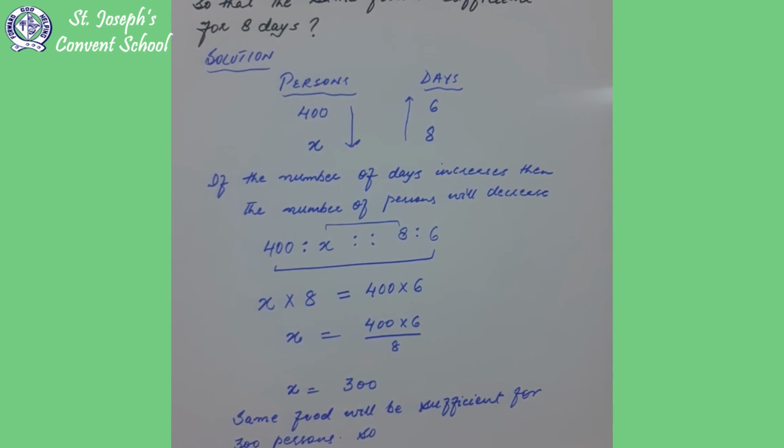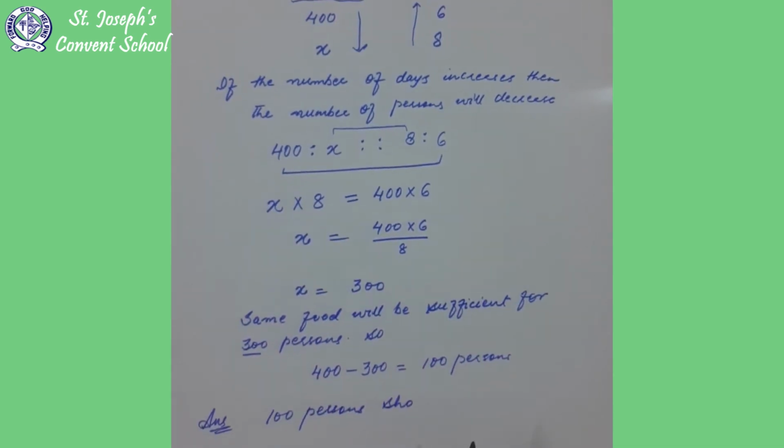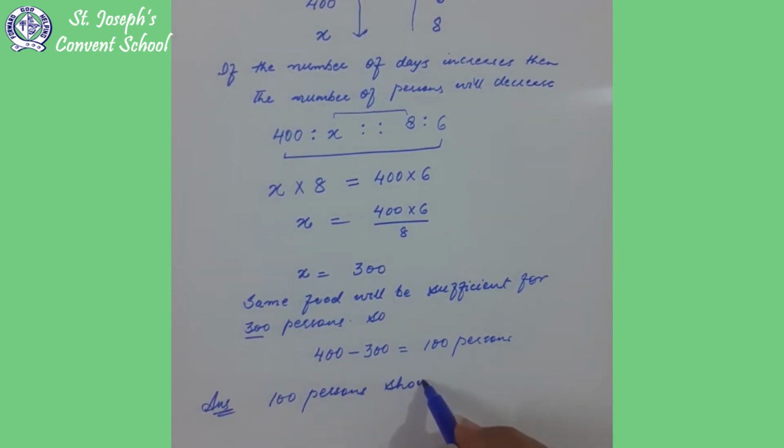So in the answer, 100 persons should leave. 100 persons should leave. Okay, so this is the answer. 100 persons should leave, then the food will be sufficient for 300 persons. So altogether there were 400 persons, but food is sufficient for 300 persons. So it means out of 400, if 100 persons will leave, food will be sufficient for 300 persons. So X is 100 because unknown value is 100. They have asked how many persons should leave, so 100 persons should leave.